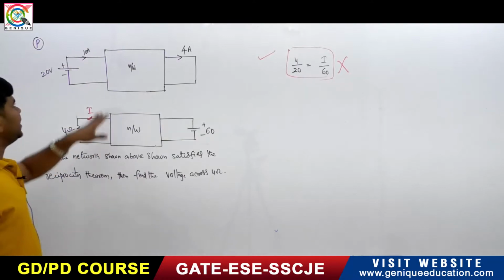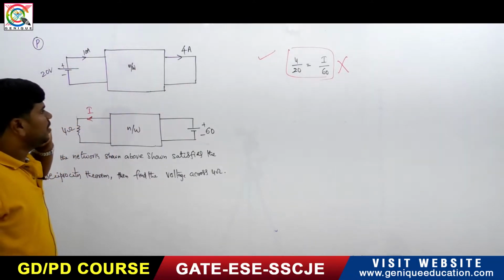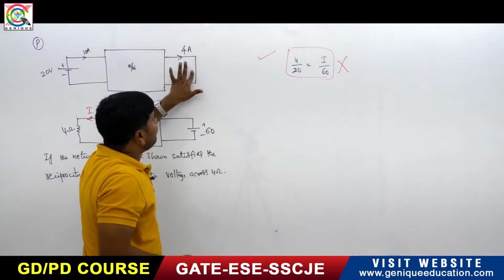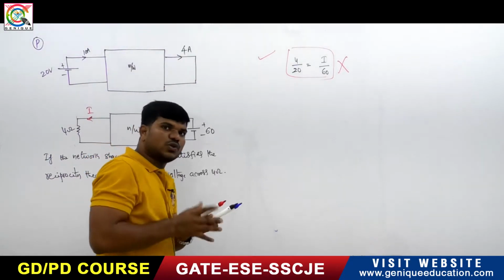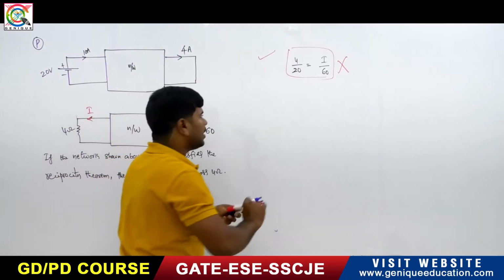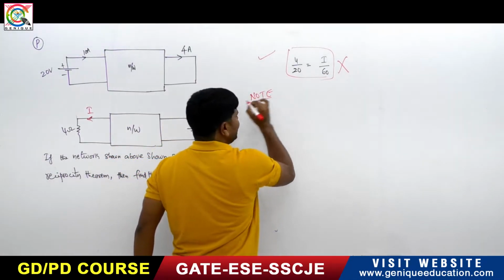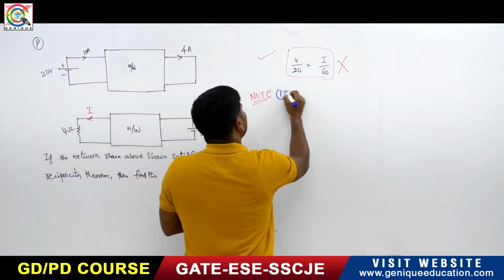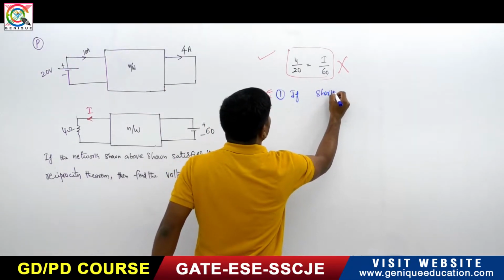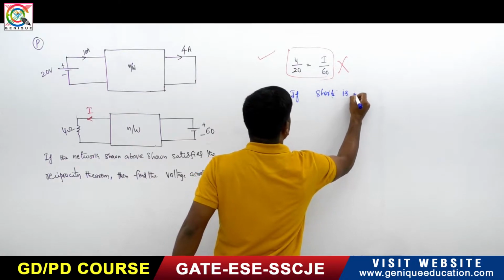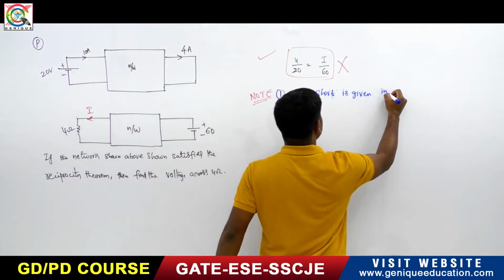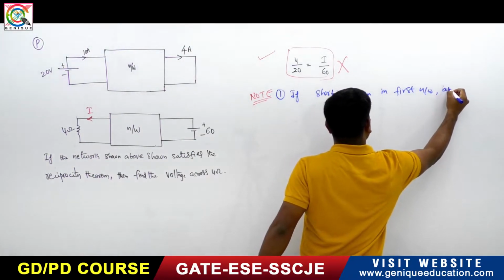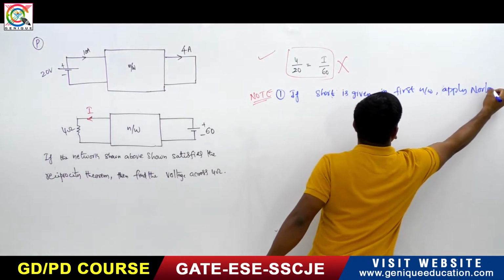See, in the first network it is given that there is a short circuit. But in this there is a 4 ohm resistor. So whenever a short circuit is given in the first network, you have to apply Norton's theorem. Okay, write a note here. It is a very easy process to solve this kind of questions. Note: if short circuit is given in first network, apply Norton's theorem.